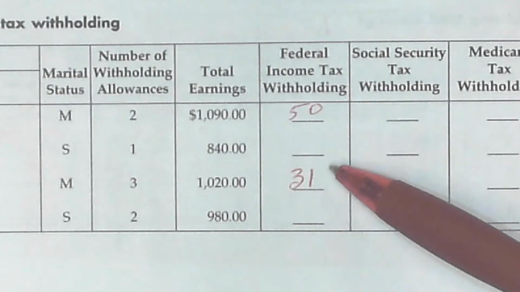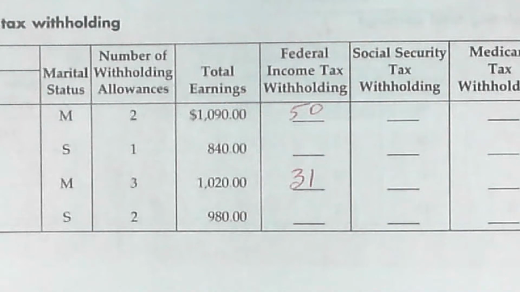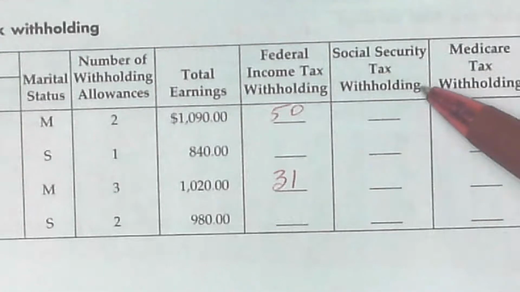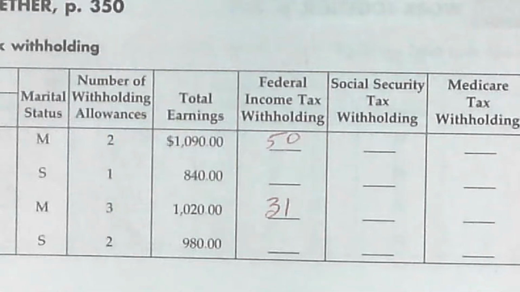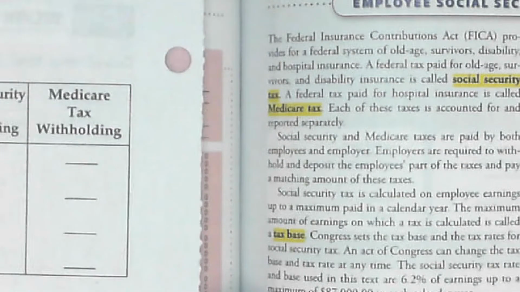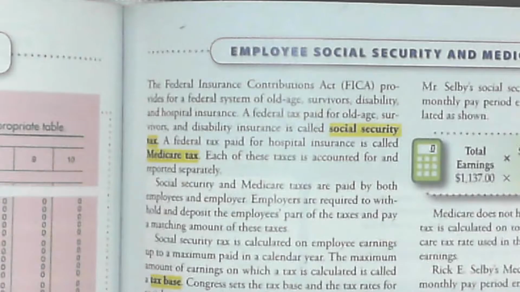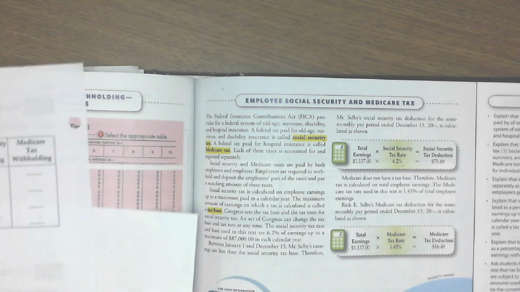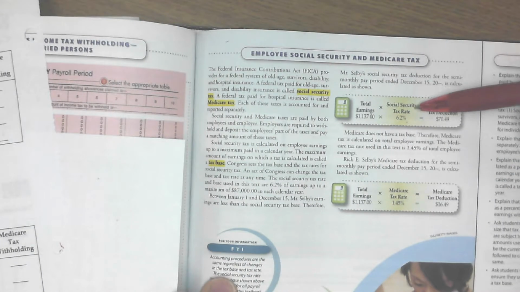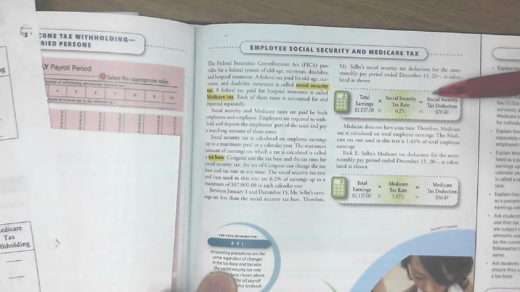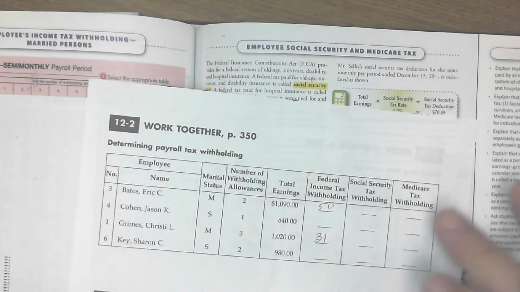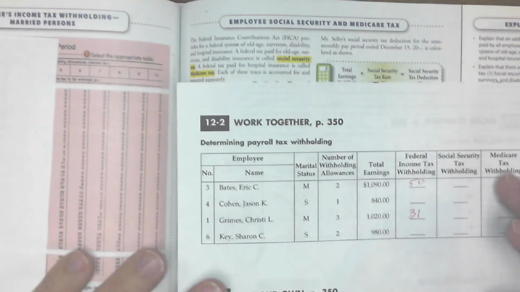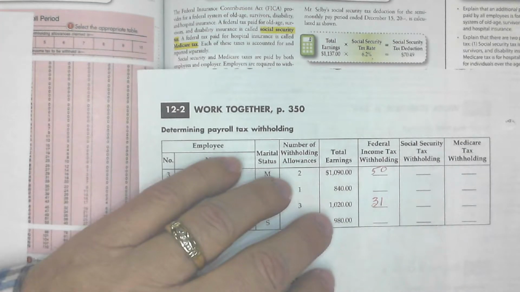So I got 31 for those two. Okay, now our other two columns, we've got Social Security withholding and Medicare withholding. And on the next page over, across from the married table, it shows you exactly what percentages come out for Social Security and Medicare. Until you get used to it, this is usually what I recommend, whatever works out for you.